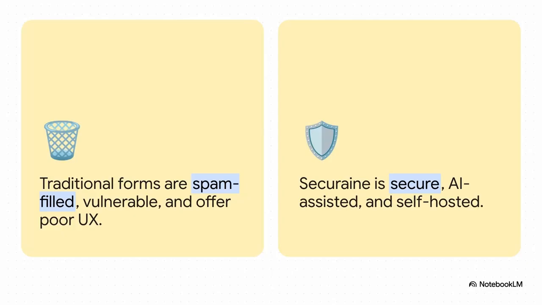Okay, let's dive into this clear contrast here. On the old side of things, your traditional forms are notoriously spam-filled. They are incredibly vulnerable to basic web attacks, and frankly, they just offer a really poor user experience. It's frustrating for everyone. On the other side, we have the new standard with Securaine. It's secure, it's AI-assisted, and, this is huge, it is self-hosted, meaning you maintain absolute, total control over your own data. You don't have to choose between convenience and security anymore. You get the whole shebang.